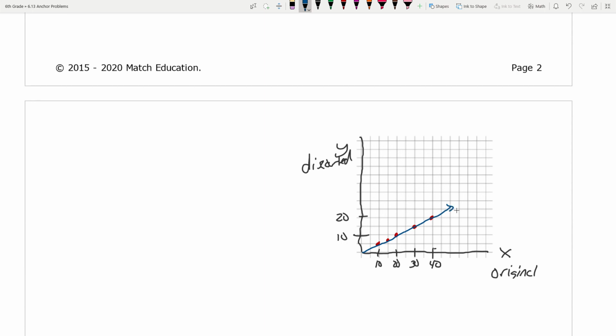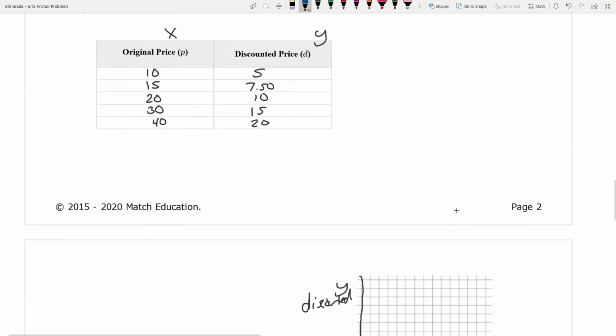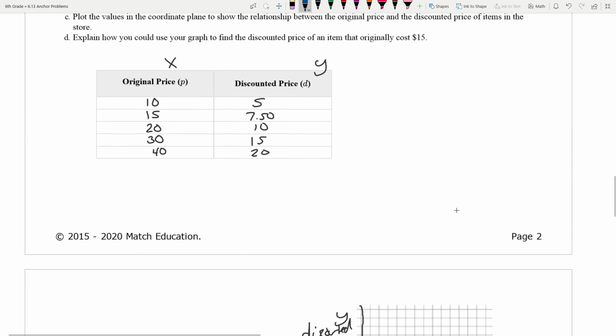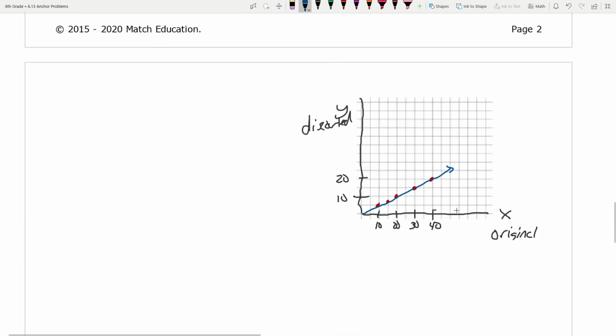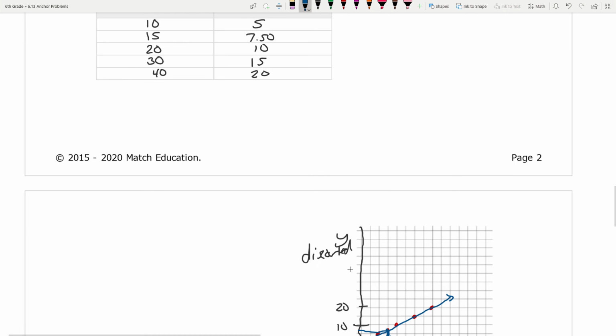Now, knowing what we had for the next question, how could you use the graph to find the discounted price of something that originally cost 15? Say you didn't draw this point. Say you just did the 10 and the 20. You could look at this graph and go, well, originally when we were at $15, it looks like it's going to be $7.50. And so that's how you could use the graph.